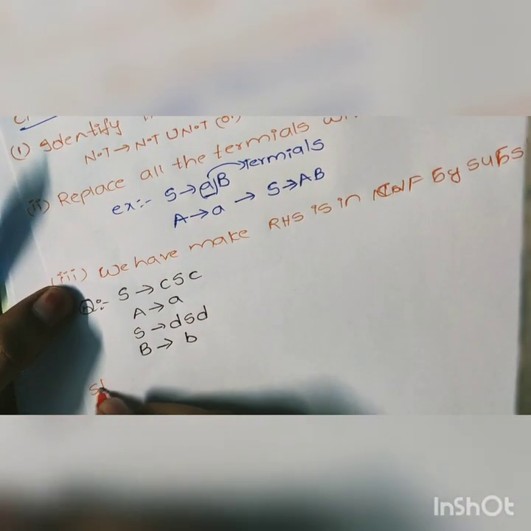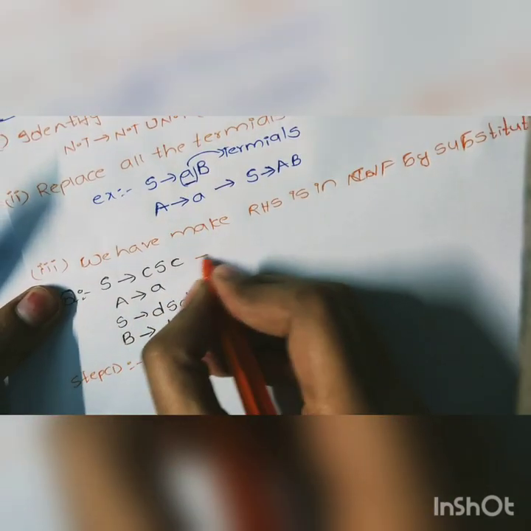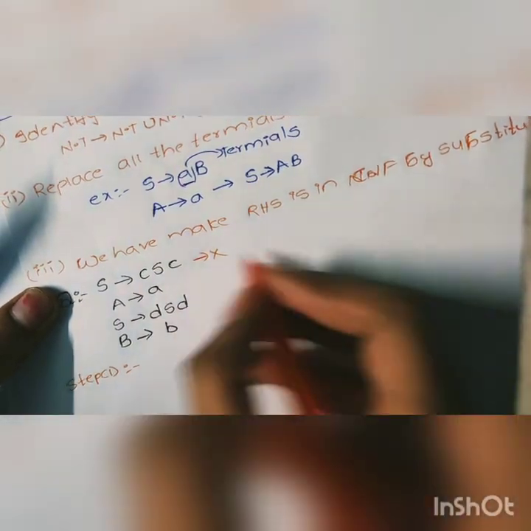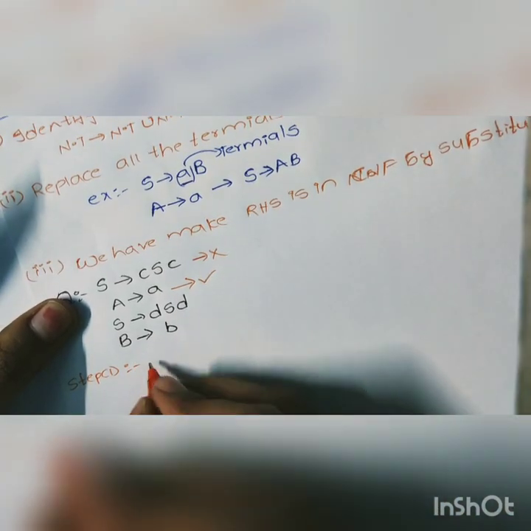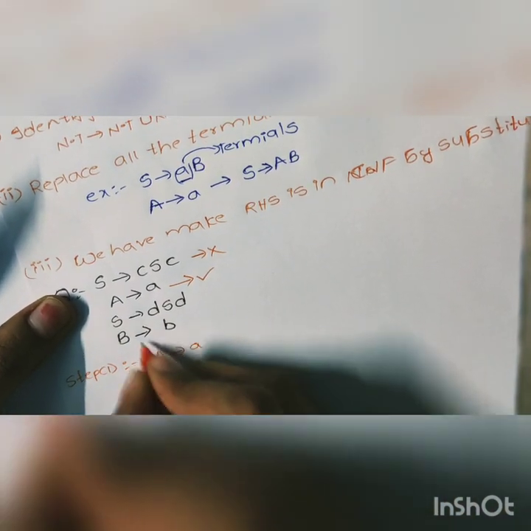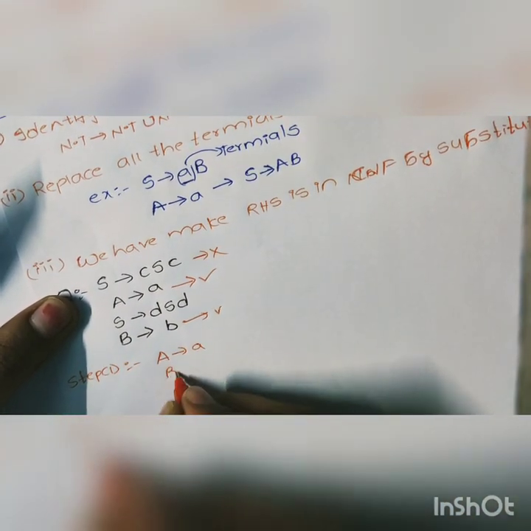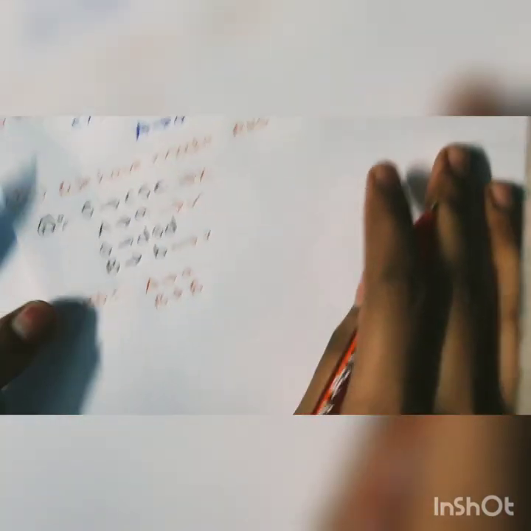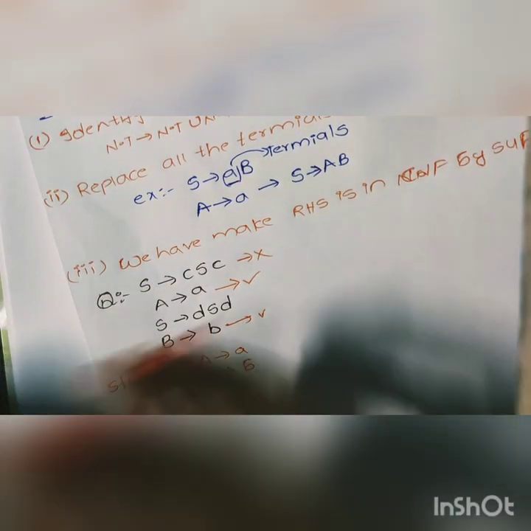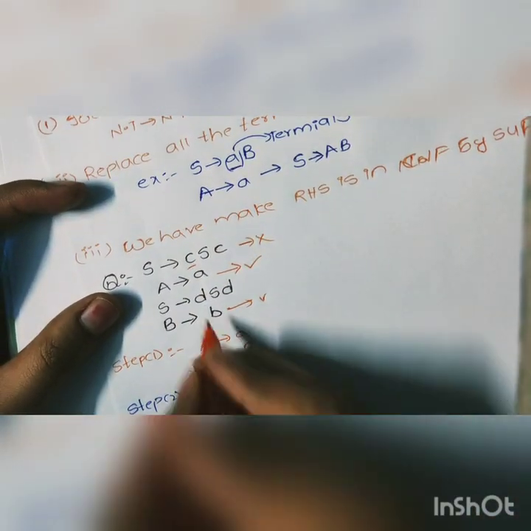Now our first step is to identify the Chomsky normal form productions. Now let us see this. This is not in Chomsky normal form, and this is in Chomsky normal form. In step one, A tends to a and B tends to b. Both are in Chomsky normal form. Now step two: replace the terminals with variables.